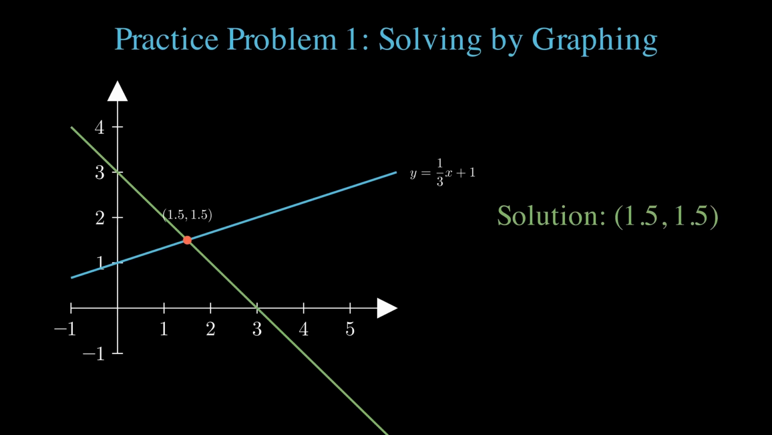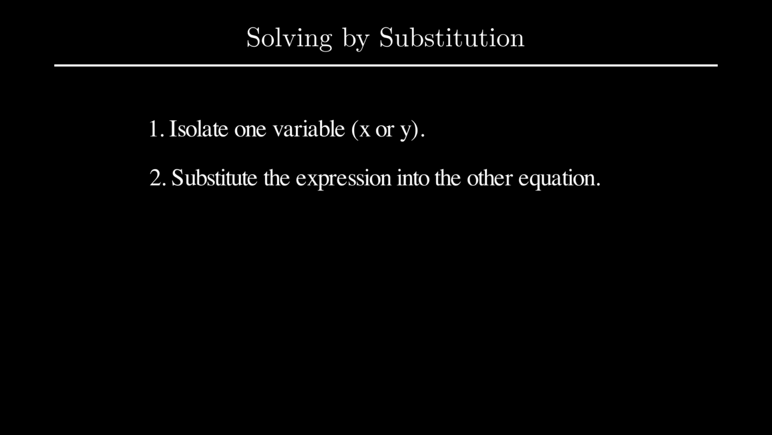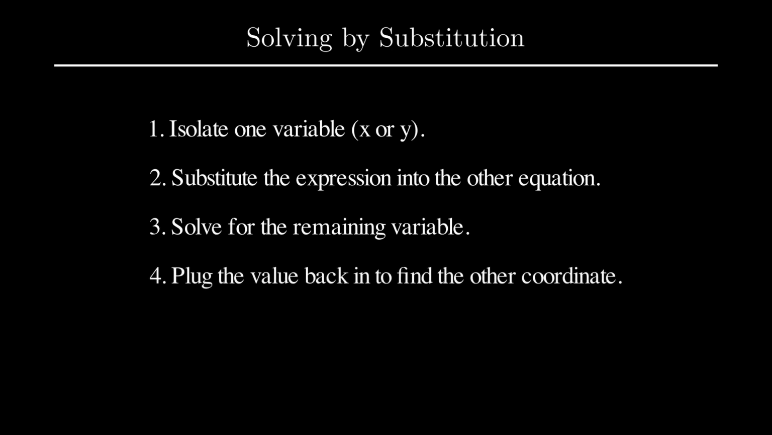Graphing is great for a visual check, but when answers are decimals, it can be tricky to read perfectly. And that's exactly why we have algebraic methods like substitution. Substitution is perfect when it's hard to read a graph, or when one of your variables is already isolated. The steps are straightforward. Isolate a variable, stuff that expression into the other equation, solve for the remaining letter, and then finally, plug that value back in to find your missing coordinate. This method is incredibly powerful because it turns a complex two-variable problem into a basic single-variable equation that you already know how to solve. The strategy is your absolute best option whenever you see an equation starting with a clean y equals or x equals.